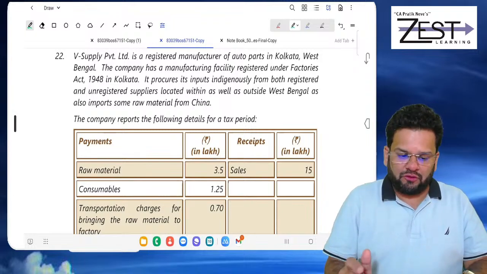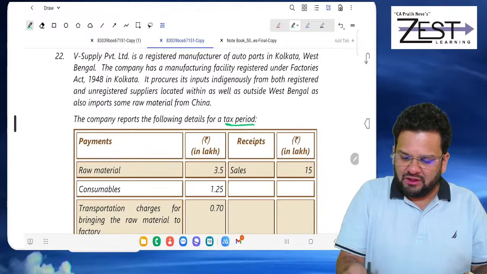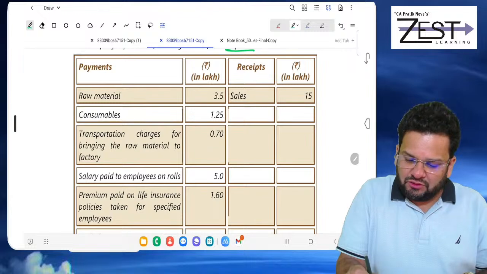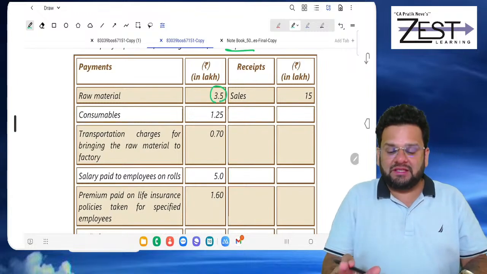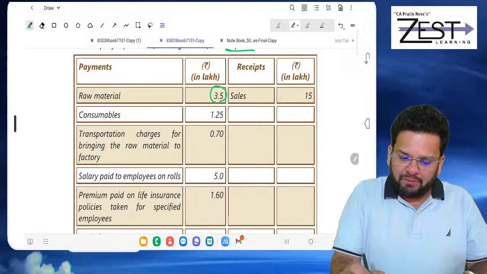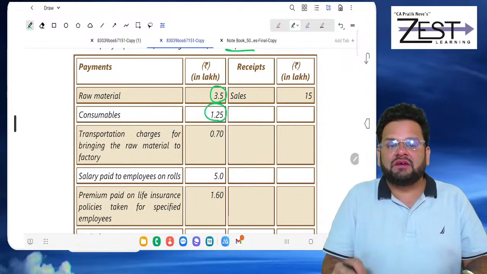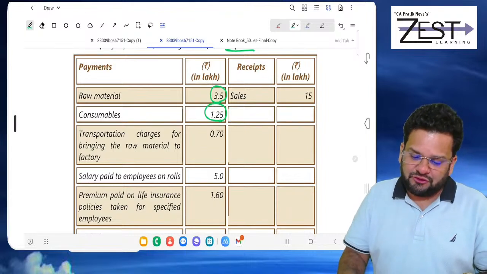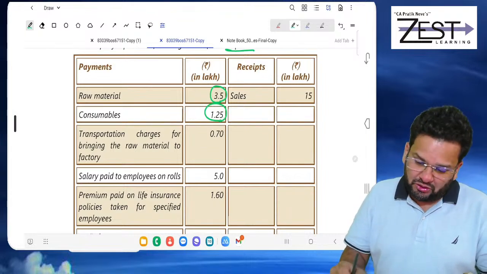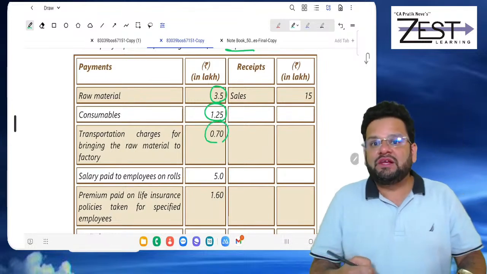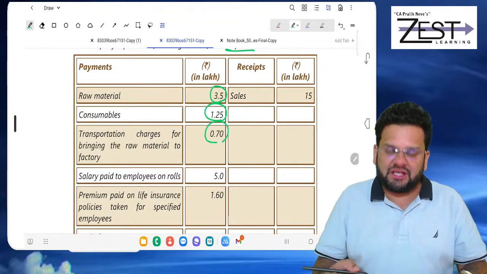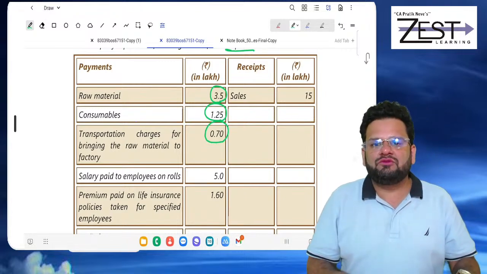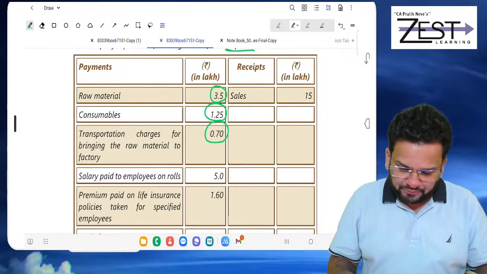Company reports following details for tax period. Whatever is the tax period. Payments: it has made payments for raw material, rupees in lakhs. Consumables. Yes, so on both of these there is going to be GST. Transport charges for bringing the raw material to factory. On this also there is going to be GST. We'll have to check whether it is under RCM or FCM. If it is under RCM, we will have to pay that, and then we can also avail its ITC.